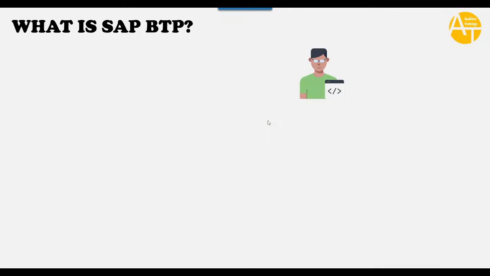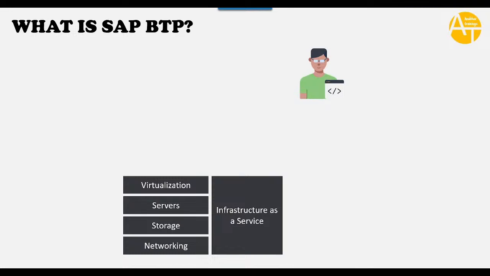Moving on, let's try and understand how BTP will help Abraham. As you already know, Abraham is working as a developer. But in order to start getting into the development, what exactly does he need to get started with? The very first thing Abraham would need is an infrastructure to start developing applications. This infrastructure includes networking, storage, servers, and virtualization.